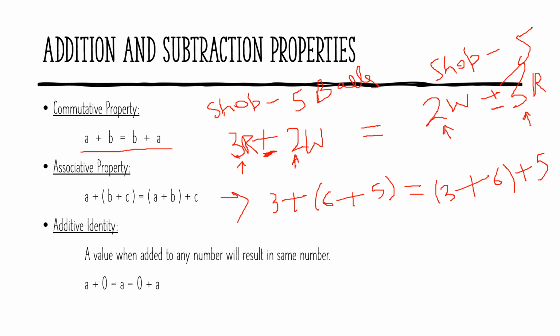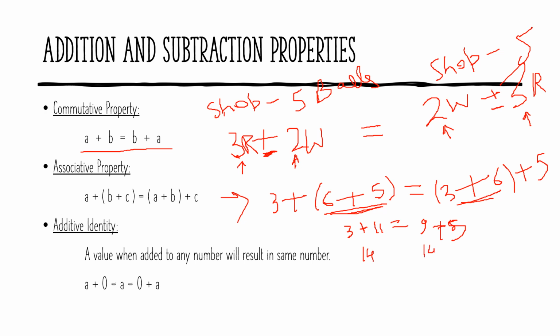Here we are adding these two numbers first. The bracket operation is performed first. If we sum up 6 plus 5, it becomes 11. So 3 plus 11. On the other side, if we add 3 and 6 we get 9, and plus 5 here. Now 11 plus 3 is 14 on this side, and on the other side 9 plus 5 equals 14.